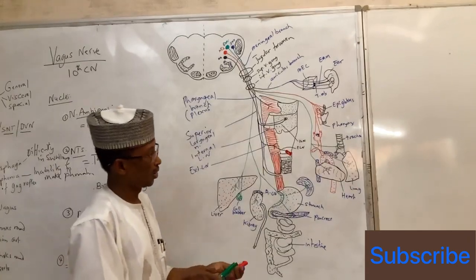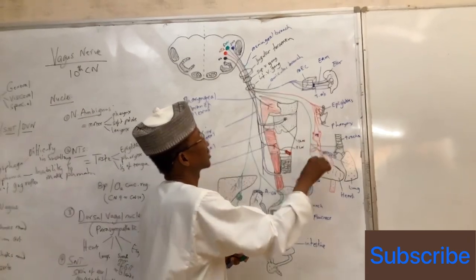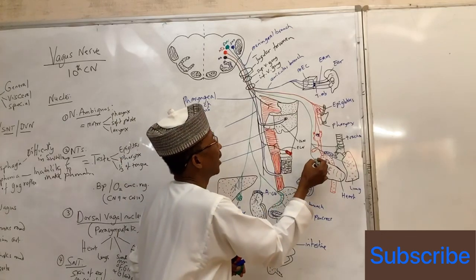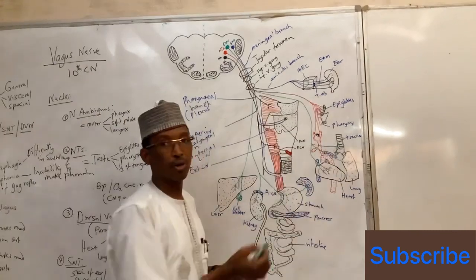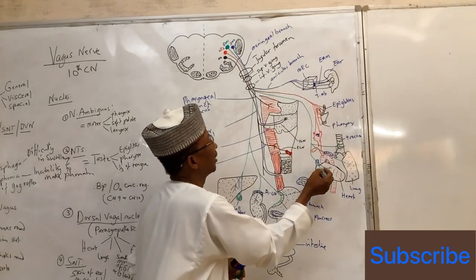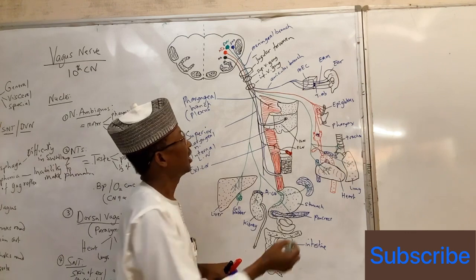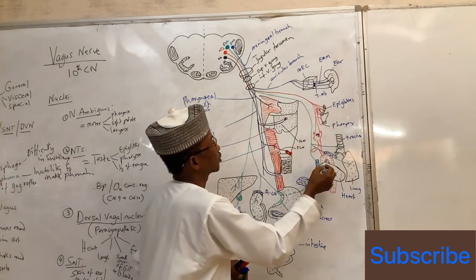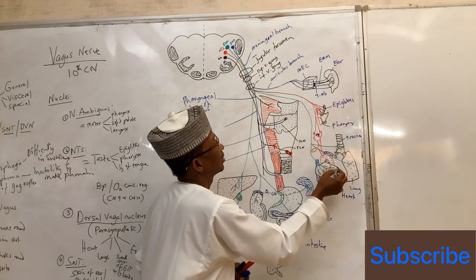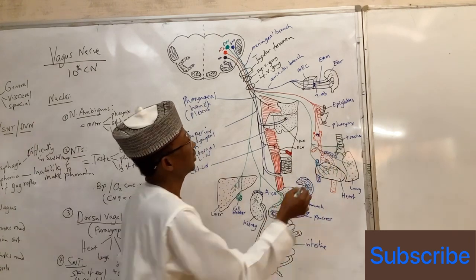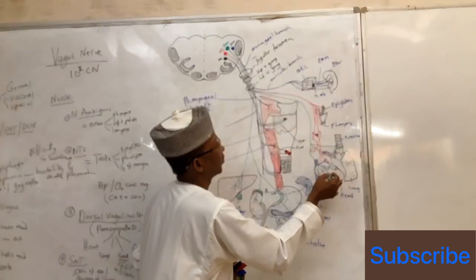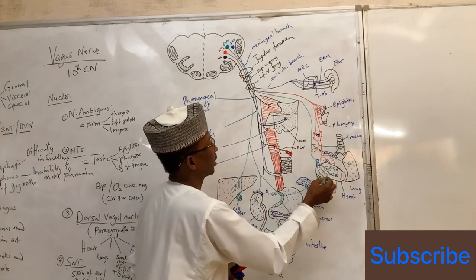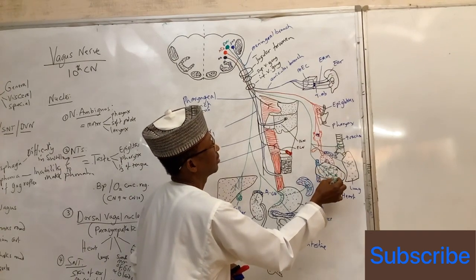There are what we call cardiac branches. These cardiac branches are three. You have one at the superior aspect of the heart, another one in the middle aspect of the heart, and then another branch at the lower aspect of the heart. The one above is called the superior cardiac branch. The second one is what we call the inferior cardiac branch. And the other one is the thoracic cardiac branch.